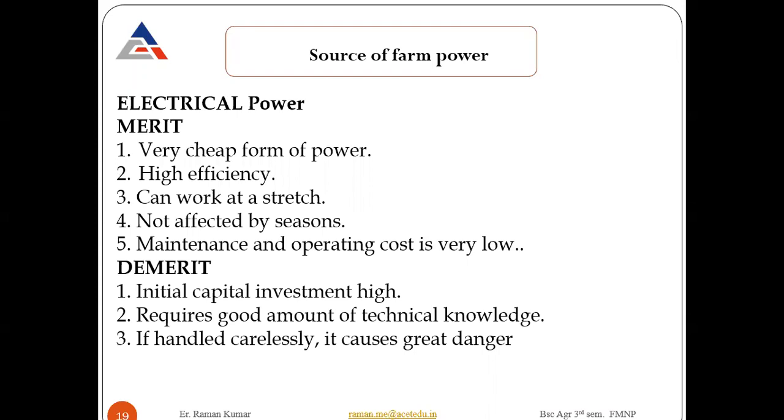Next we have electrical power. What are the merits and demerits of this electrical type of power? I have already told you what electrical power is. It is a very cheap form of power. It has high efficiency because there is no loss, and it can work at a stretch. It is not affected by season. Maintenance and operating cost is very low.